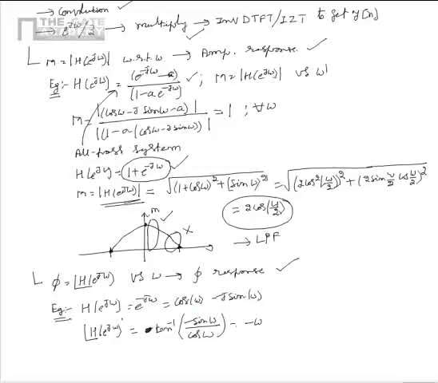From this, we see that the phase of the given H of e power j omega, that is e power minus j omega, varies in a linear fashion with respect to omega. From this, we see that the phase varies in a linear fashion, so the system is called a linear phase system.